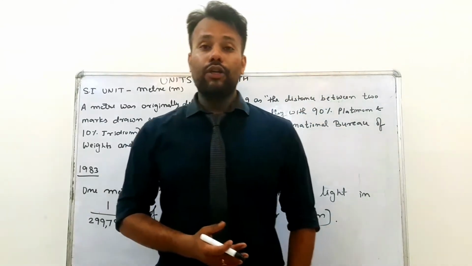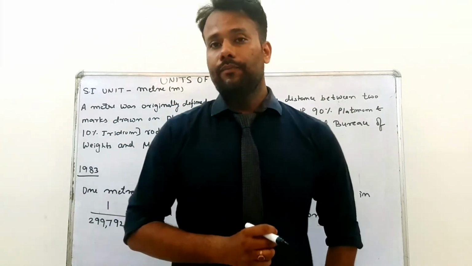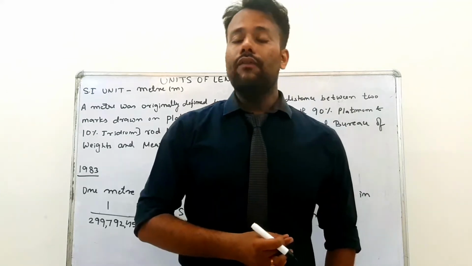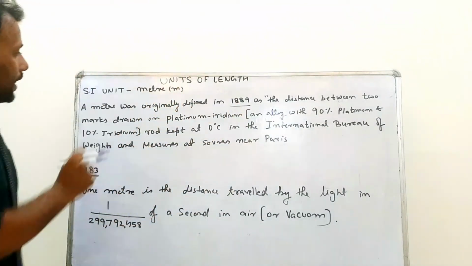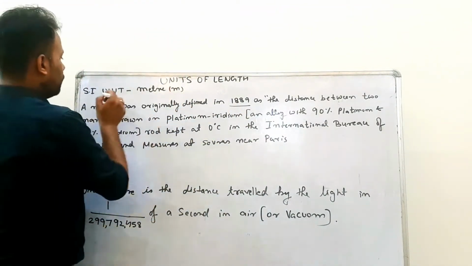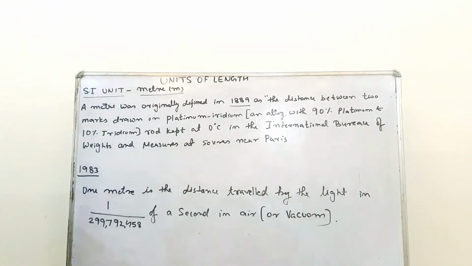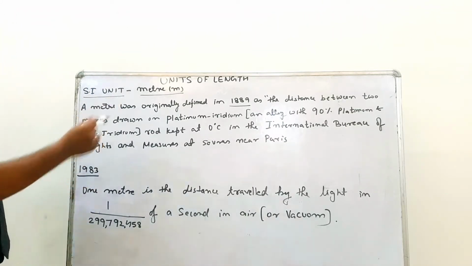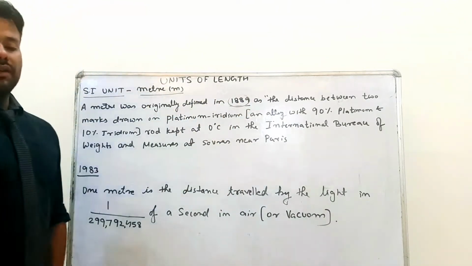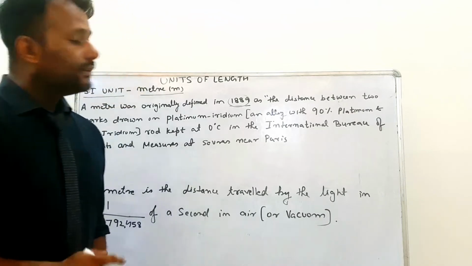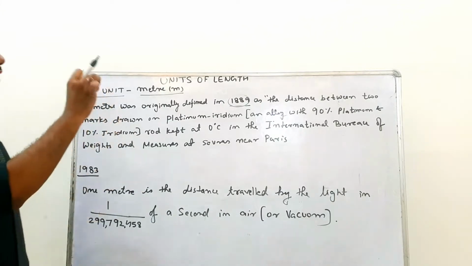Let's discuss the unit of length, and you know the SI unit of length is meter. Let us see what the definition of meter is, then I will describe how we set this unit. The SI unit of length or distance, we know, is meter. How do we define this? A meter was originally defined in 1889, more than 100 years ago, as the distance between two marks drawn on platinum iridium.